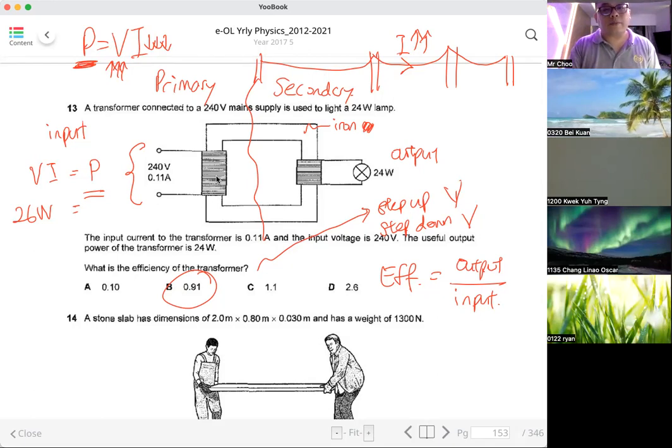So how does this work? It works by looking at these two solenoids. In this case, can you see there's a lot of solenoid here? There's less solenoid here. So from left to right is stepping down, from more to less. Is that clear? So you roughly understand why we use a transformer?